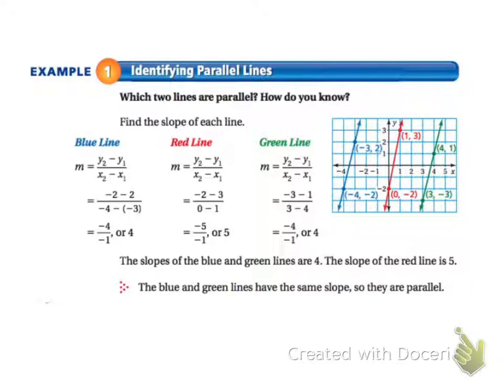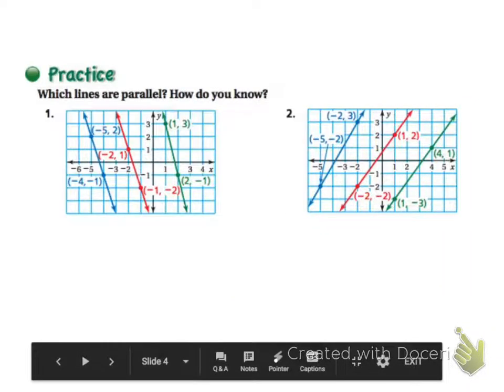So for the blue line, we have a slope equal to 4. The red line, it's equal to 5. And the green line is equal to 4. So since the blue and green lines are both 4, you notice that they have the same slope. They are parallel. So let's give it a try.